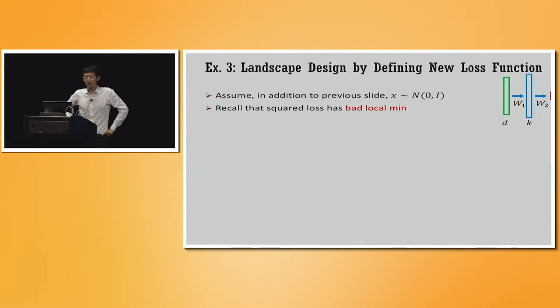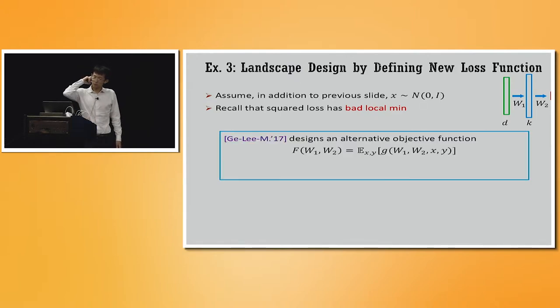All right, so the last example is about a landscape design. There's another recent work I was involved in that tried to define new loss functions to make the landscape better. Here we make even more assumptions. We assume that the data come from a Gaussian distribution. And recall that if you don't do overparametrization, the square loss has a bad local minimum.